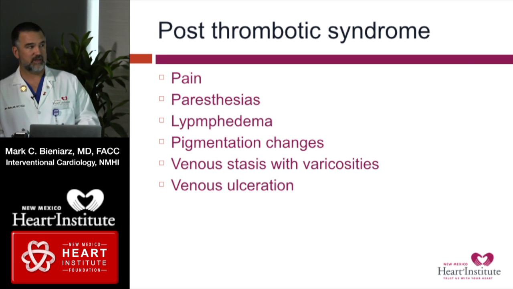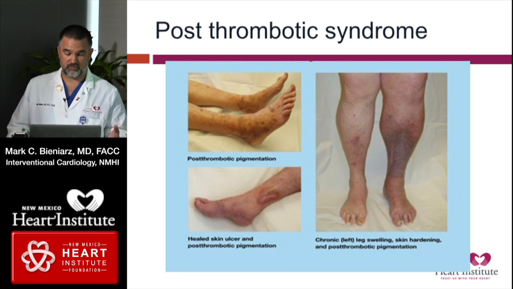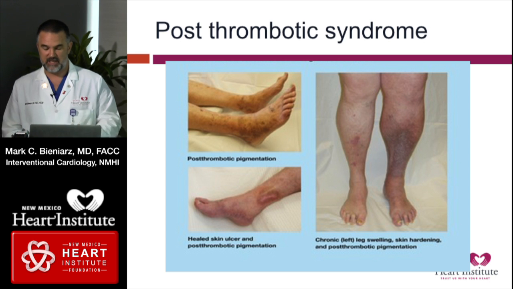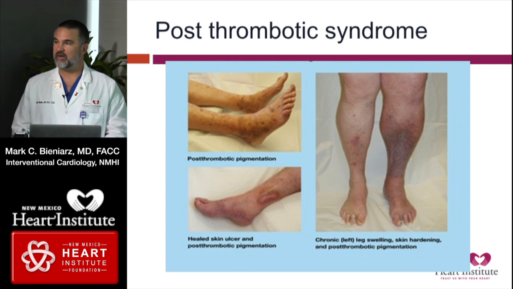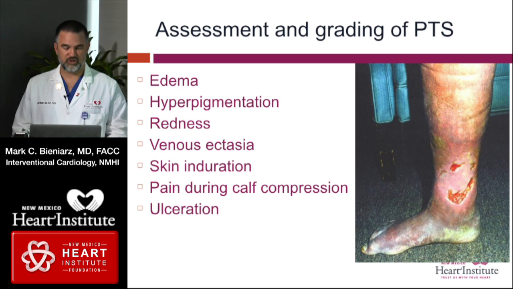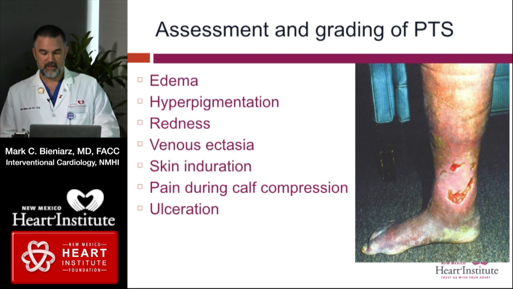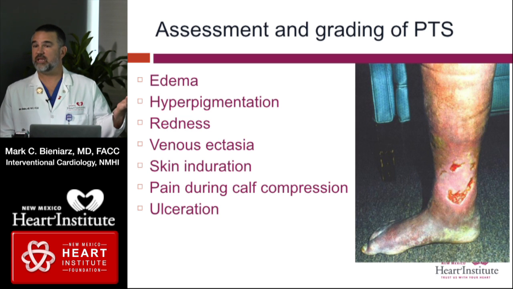So here are examples that we've all seen of post-phlebitic syndrome. So you have post-thrombotic pigmentation. You have healed skin ulcers with post-thrombotic pigmentation, and then you have chronic leg swelling, skin hardening, kind of ruddy edema that people get. And then even worse, you get venous ulceration, which can become infected and can have significant limitation to ambulation. And can cause just chronic problems, and is extremely difficult to treat. We have very little to do for this. Compression stockings, wound care, not much can be done.